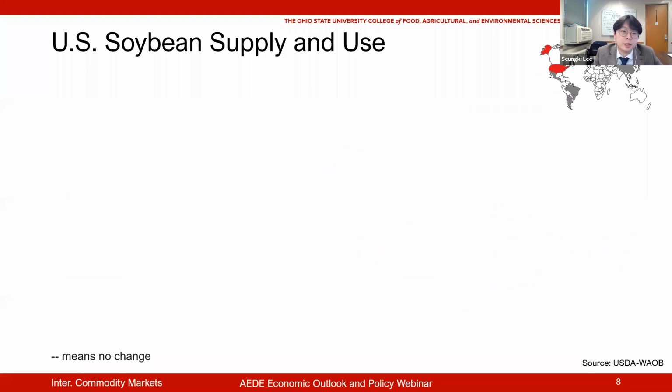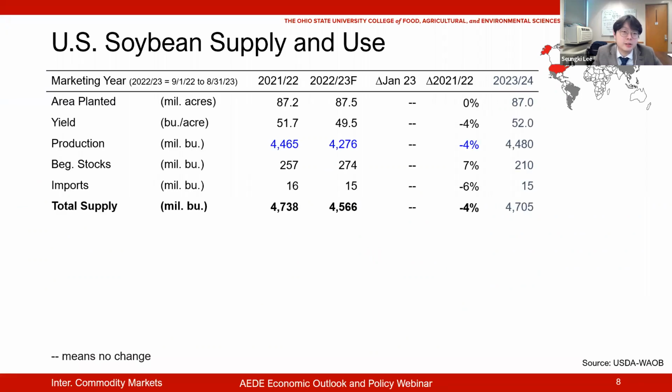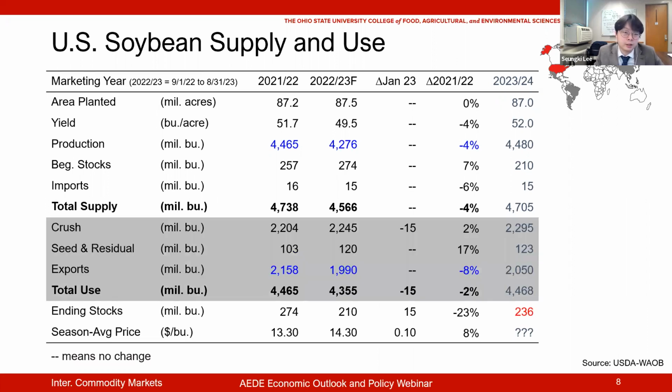Now, let's talk about the soybean balance. Again, this is the supply situation, which is quite similar to the corn side. So we have seen reduced production last year, and the total supply is estimated to drop 4% compared to last year. And the demand side relies heavily on exports, and export is also estimated to be down by 8% compared to last year.